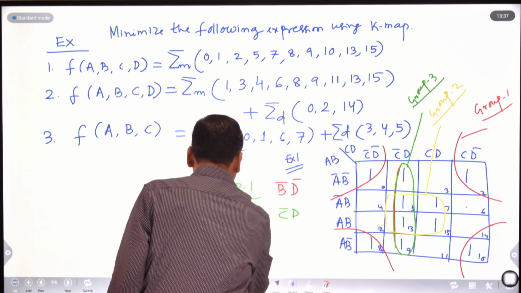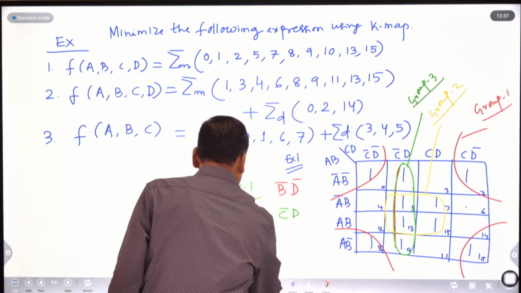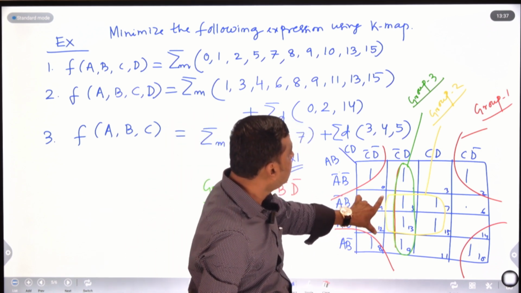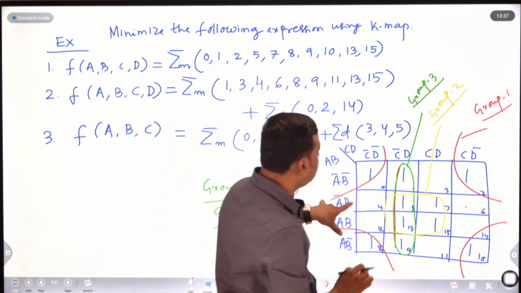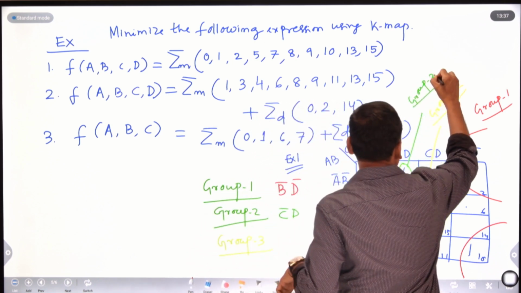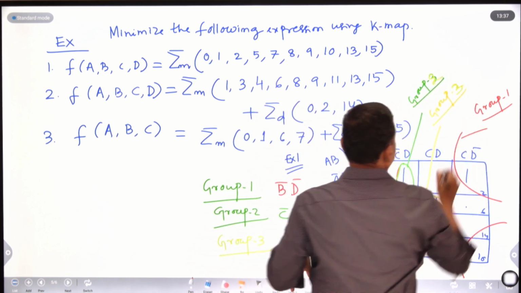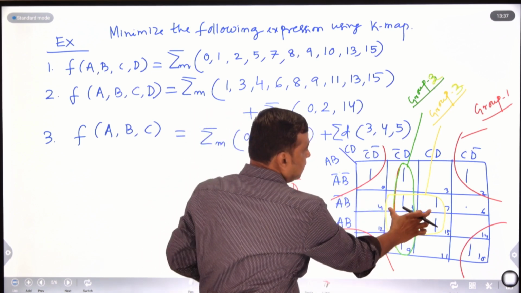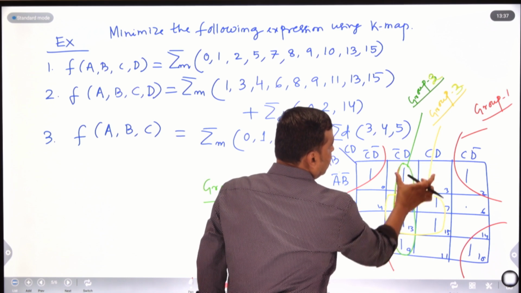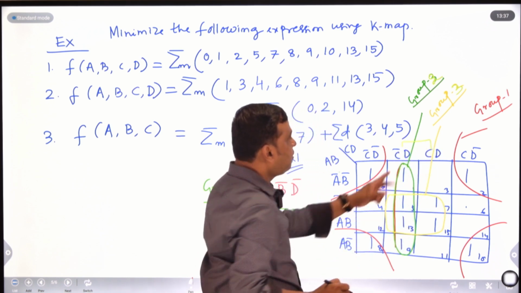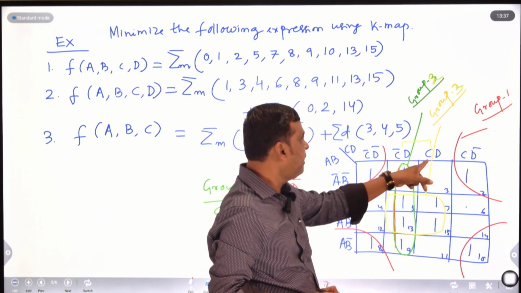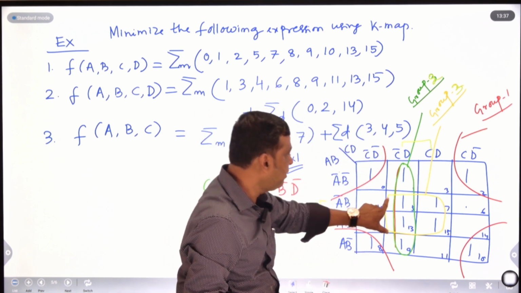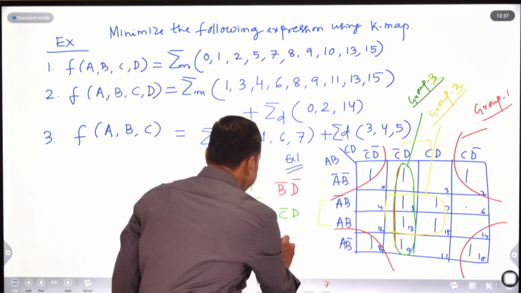what will we do? This is your group 3. This is a quad. What is common? This is C bar D, C D; the common is D. And here the common is B. That means this quad of 4-1s gives you BD.